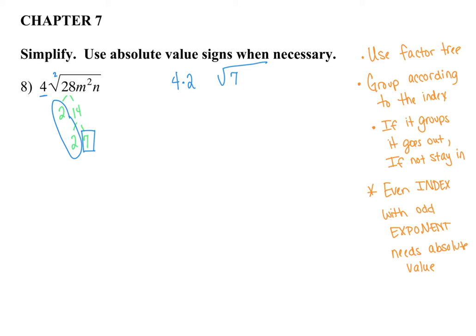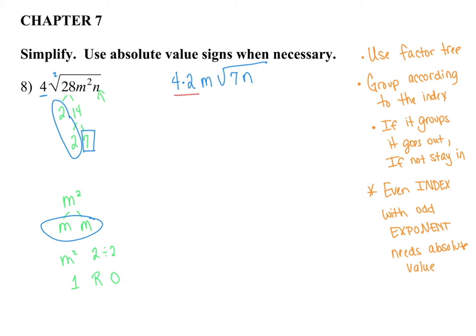For my variables, you can either just write it out, so m squared is an m and an m, or you can use division. Divide by your index. 1 with the remainder of 0 means that 1 comes out. None stay in. So either way, you're going to get that 1 m is on the outside. For the n, I only have 1, so there is nothing to group with it. The n stays inside. We need to simplify.